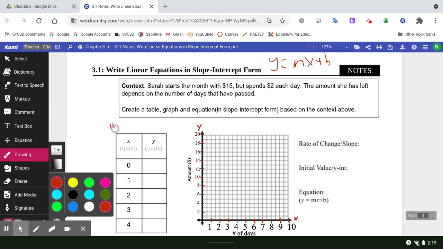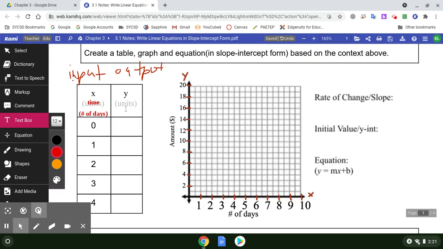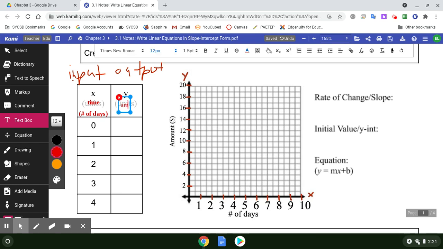So remember, x are the inputs and the y values are the outputs. So in this case, our x represents the number of days that have passed, or time. And then y represents the amount of money she has left. And those units would be in dollars.